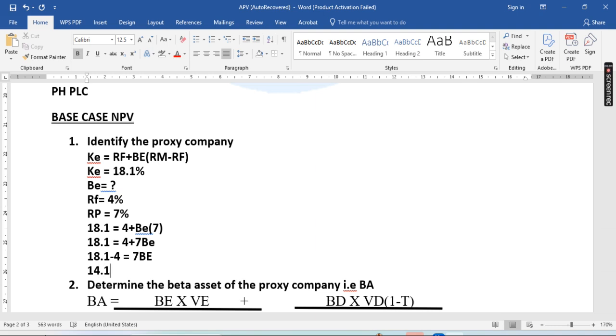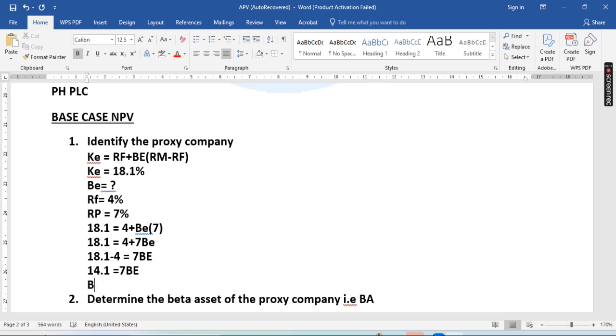Just move on like that. 14.1 equals 7 BE. When you divide both sides, you have your equity beta. What is your equity beta, class? 2.0. 2.0.